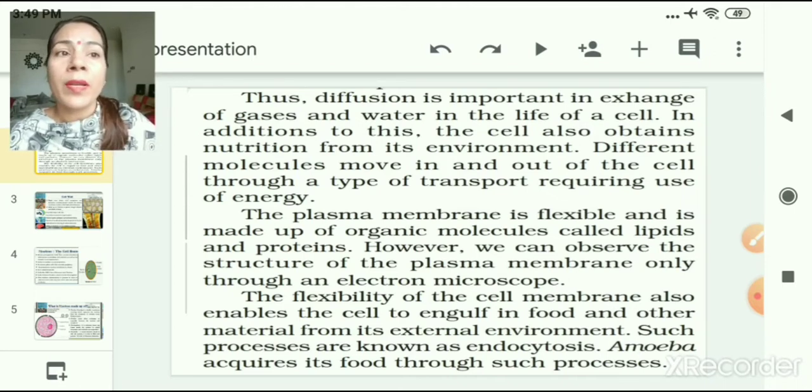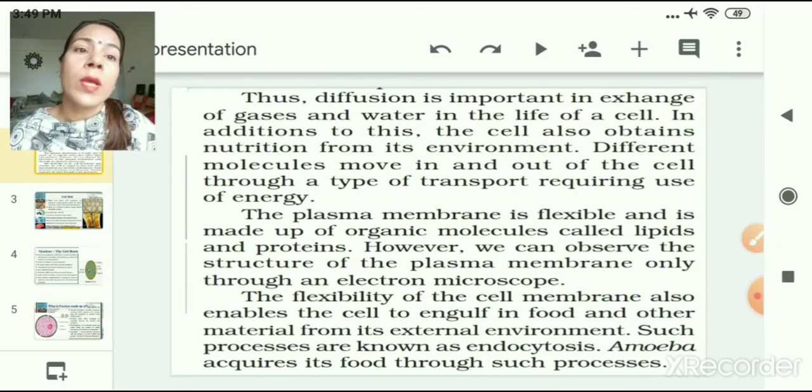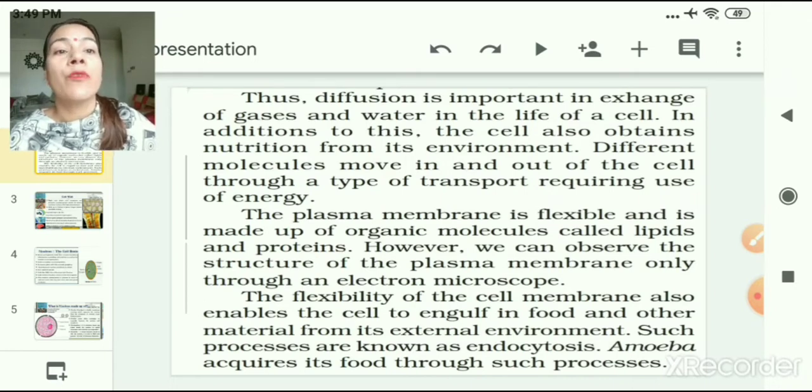The plasma membrane is flexible and is made up of organic molecules. These organic molecules can be lipids, proteins, etc. And we can visualize or observe the structure of plasma membrane through electron microscope. The flexibility of the cell membrane also enables the cell to engulf food and other material from its outer environment, and this process is known as endocytosis.